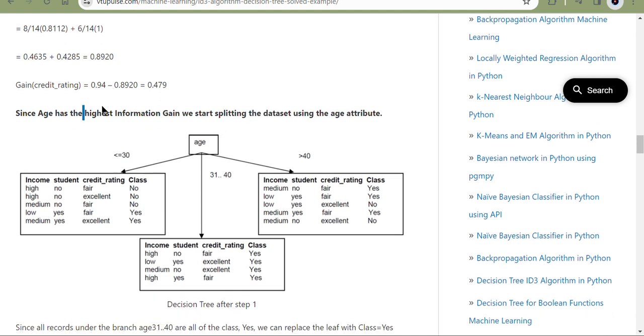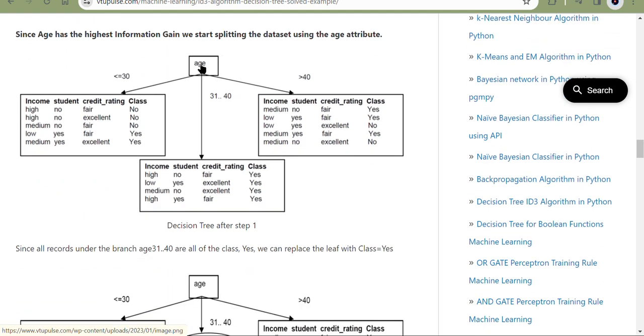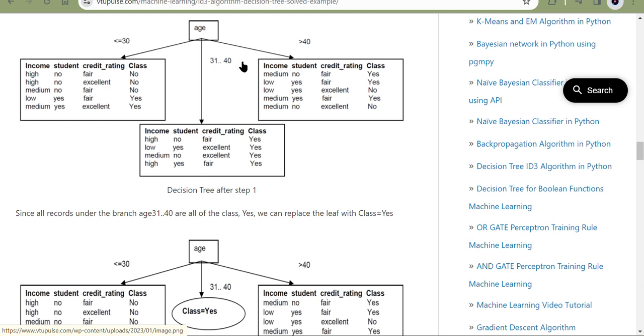I have already told you that the attribute with the highest information gain will be set as the root node. So we take age as the root node and split the data set by the conditions of age: less than or equal to 30, greater than 40, and 31 to 40. Here the income, student, credit rating, and class columns remain, and the age attribute is removed because we have already chosen age as the root node.